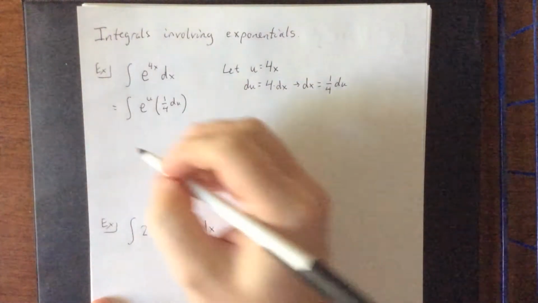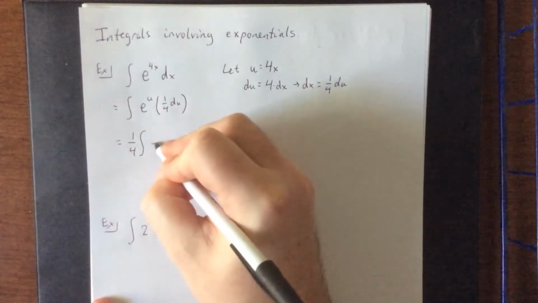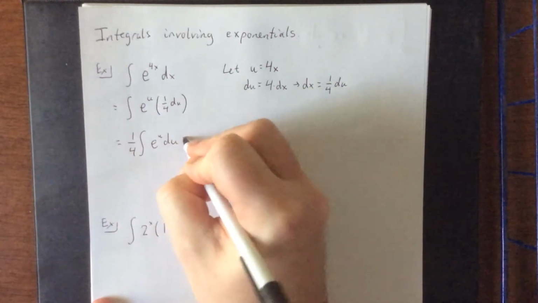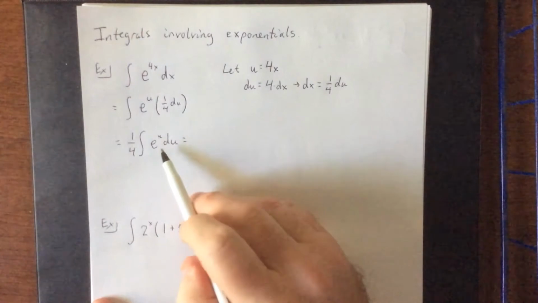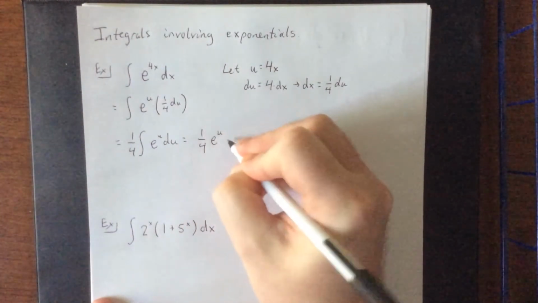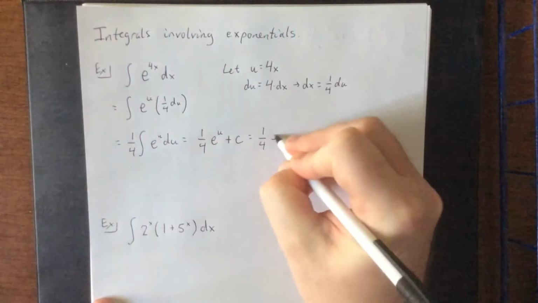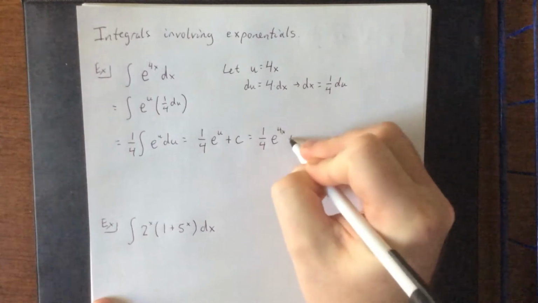Now, 1/4 is a constant multiple and therefore can be pulled outside of the integral, so this would be 1/4 of the integral of e to the u du. The antiderivative of e to the u with respect to u would simply be e to the u plus a constant. Substituting back gives us 1/4 of e to the 4x plus a constant.